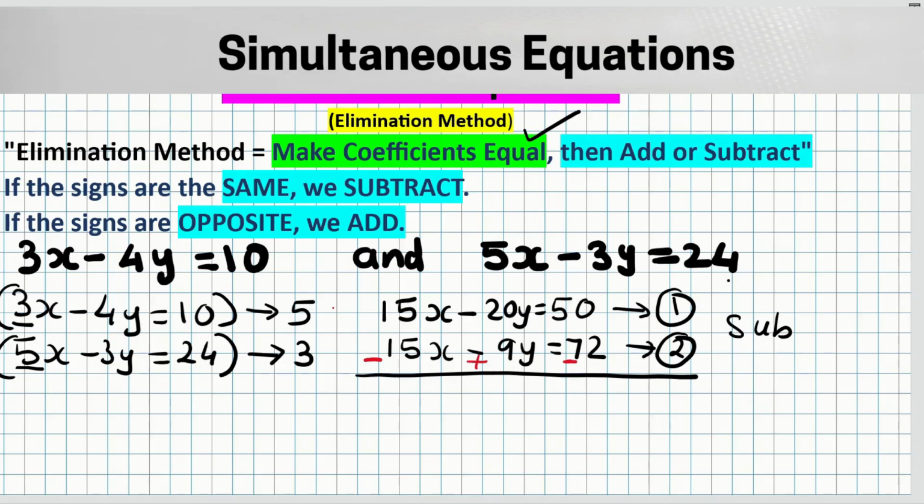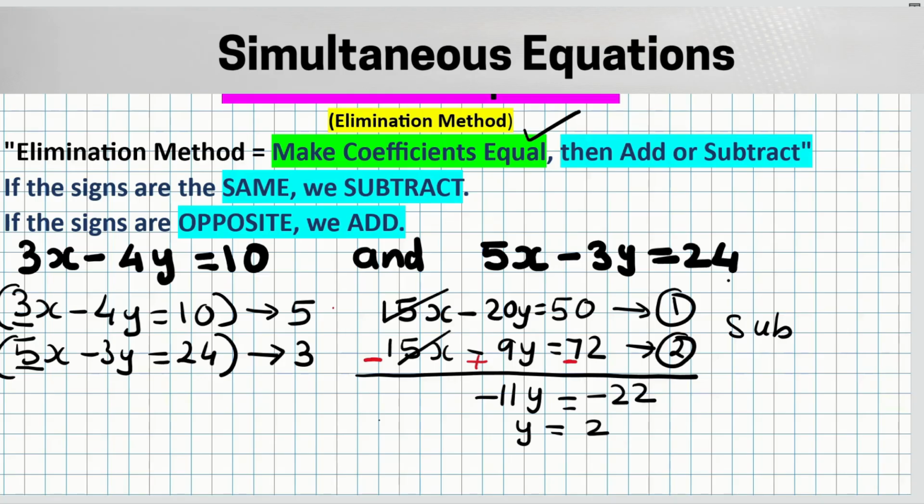I hope this is clear, students. This time we have subtracted the equations. Now we have to get rid of one of the variables. So plus 15x minus 15x is 0. Plus minus is minus, sign of the greater number. So 11y is equal to, again plus minus is minus, sign of the greater number, minus 22. If we solve this, the value of y becomes 2.